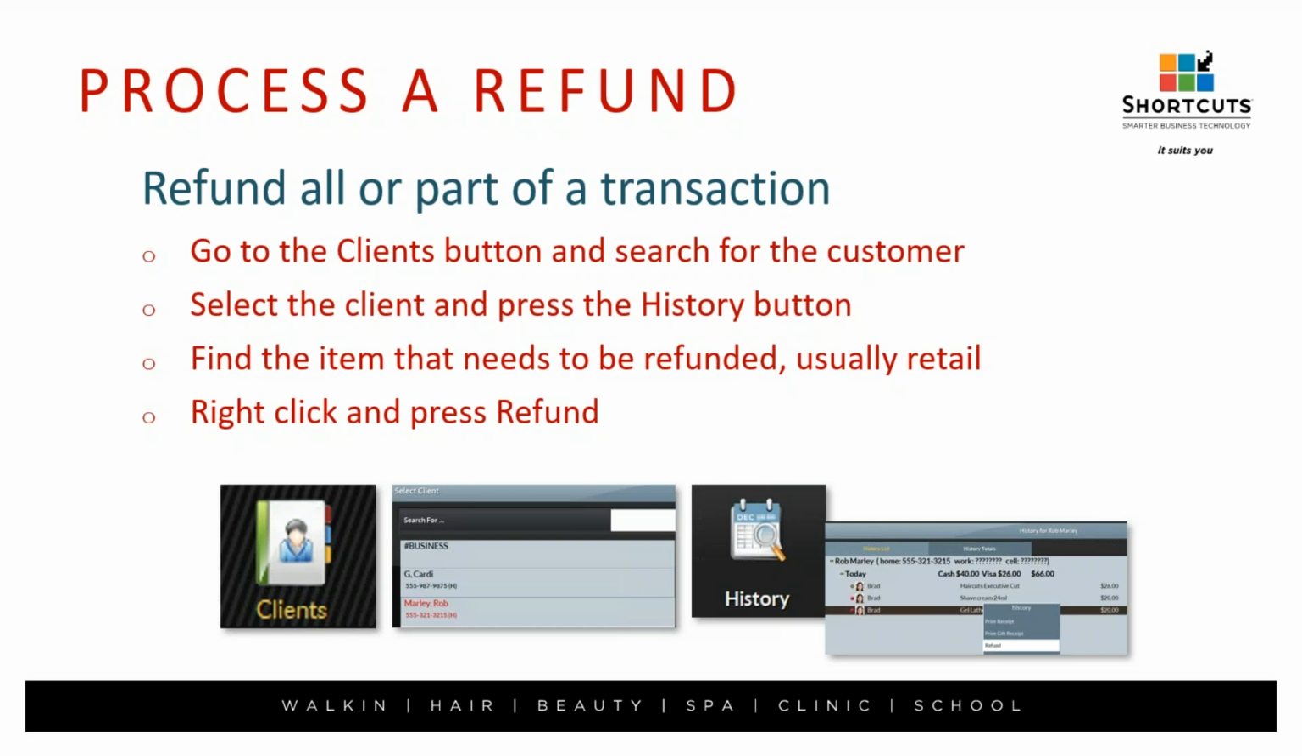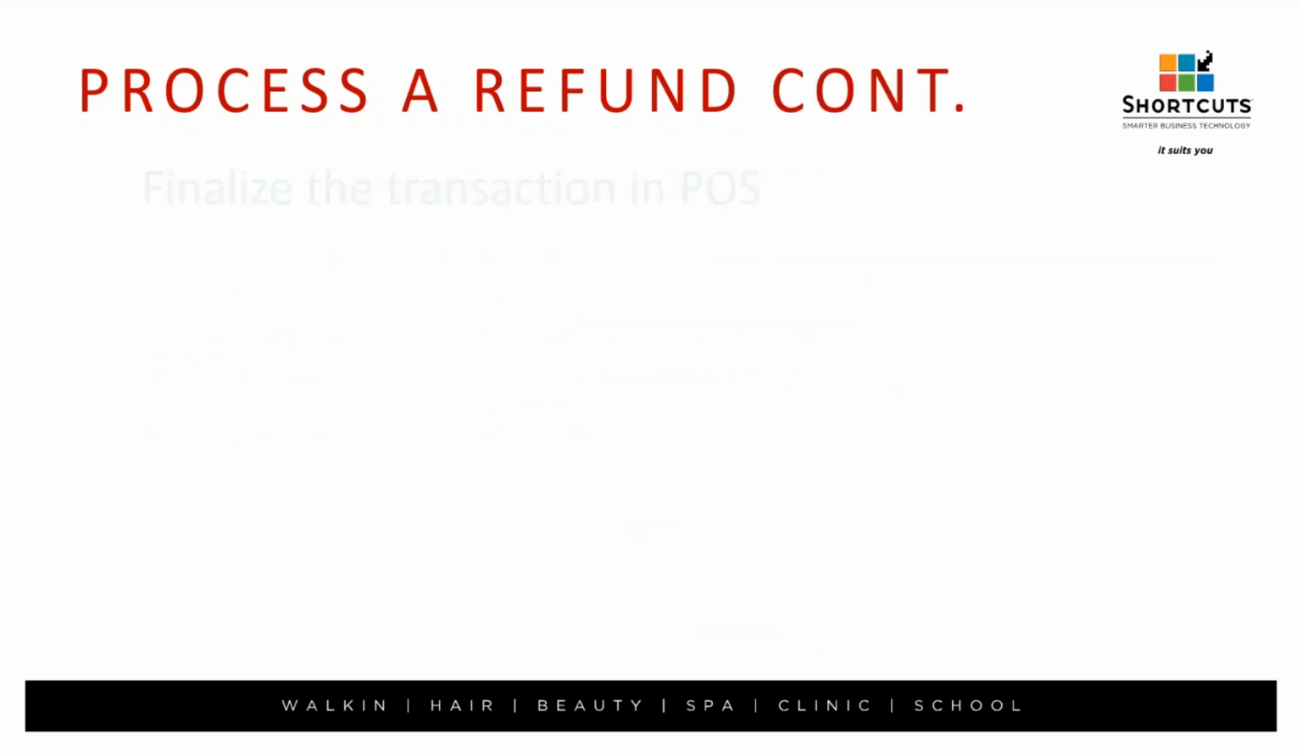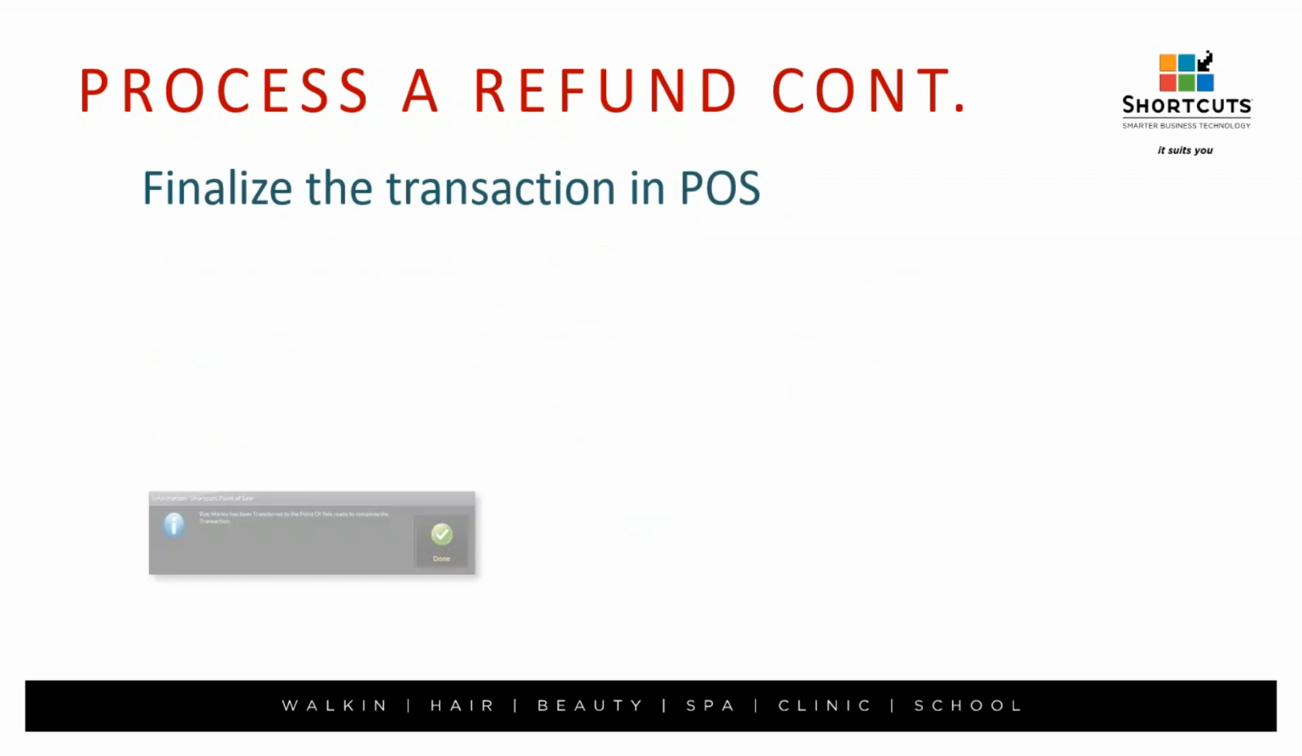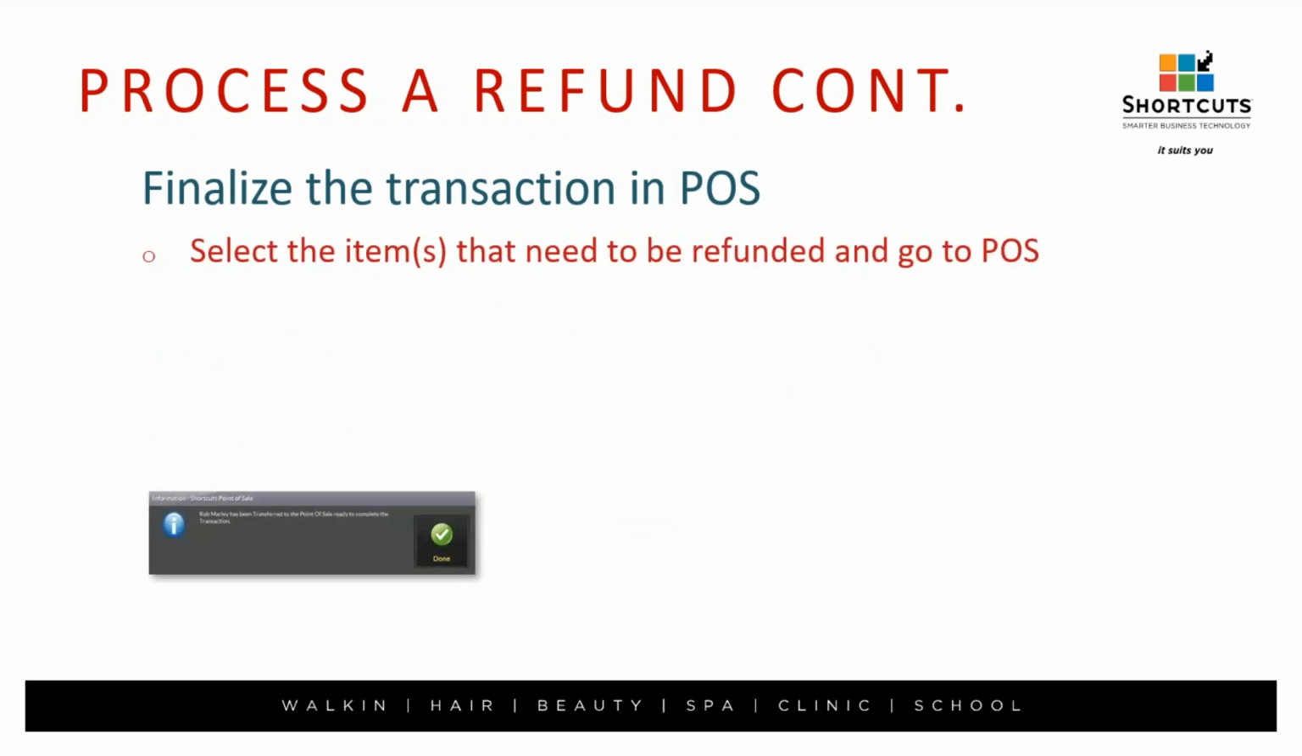So to refund them, you'll go to the point of sale window, you'll go to your clients button, and you'll search for your customer. And then once you find your customer, you go to their history, find the service or the product, because again, Shortcuts tracks everything they've ever received, and you can right click on that service or product and issue a refund. Then Shortcuts will put the customer back in the point of sale, and it'll remember, oh, this customer is not buying anything, they're returning something.